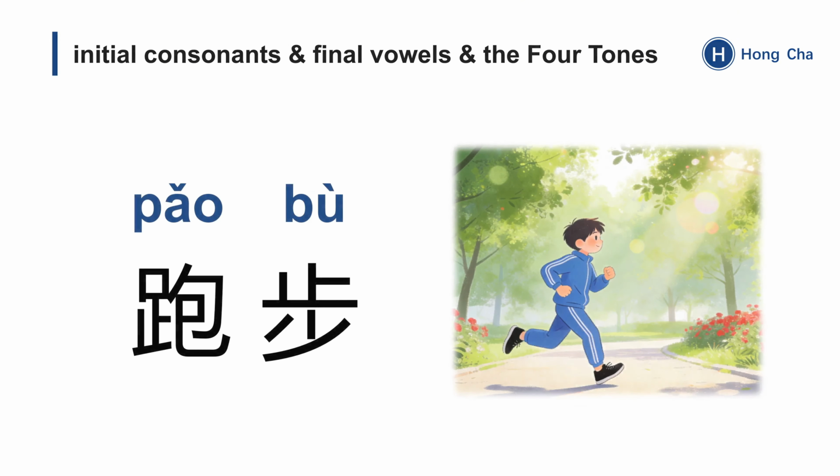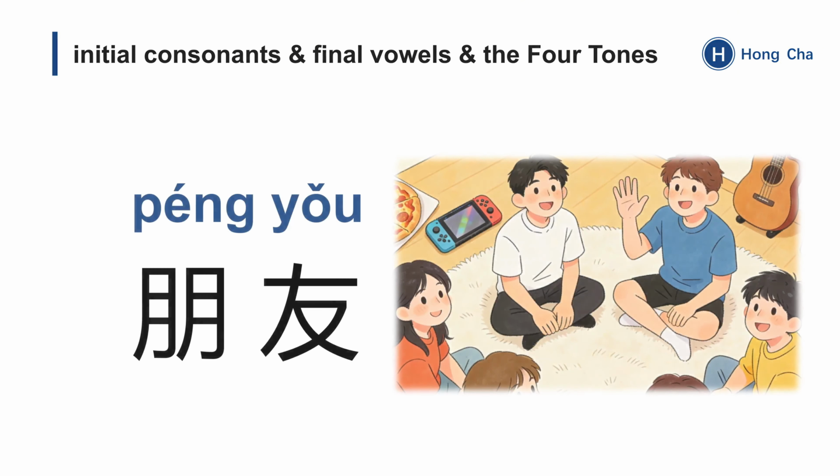And then, 跑, 跑步, 步, 跑步 means to run. And the last one, 朋, 友, 朋友 means friend.